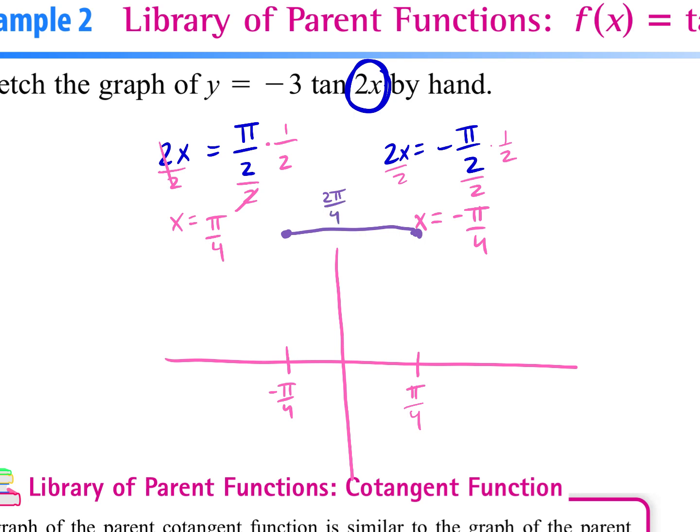I can simplify it, but I'm just going to leave it over 4 to make it easier to add, because I'm going to add it to pi over 4 and subtract it from negative pi over 4. So to find my other asymptote on the right, I would do pi over 4 plus 2 pi over 4, which would be, what? 3 pi over 4. And then to find my asymptote on the left, negative pi over 4 minus 2 pi over 4. So it'd be negative 3 pi over 4.